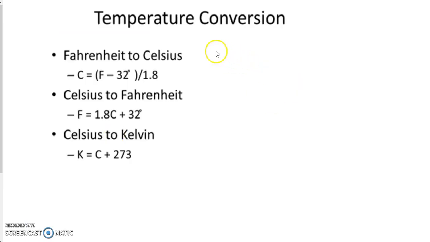An important thing is we need to convert temperature from Fahrenheit to Celsius. Celsius equals Fahrenheit minus 32 degrees, divided by 1.8. Celsius to Fahrenheit is 1.8 times the Celsius plus 32 degrees. And then we do Celsius to Kelvin. Kelvin is equal to whatever Celsius we have plus 273.